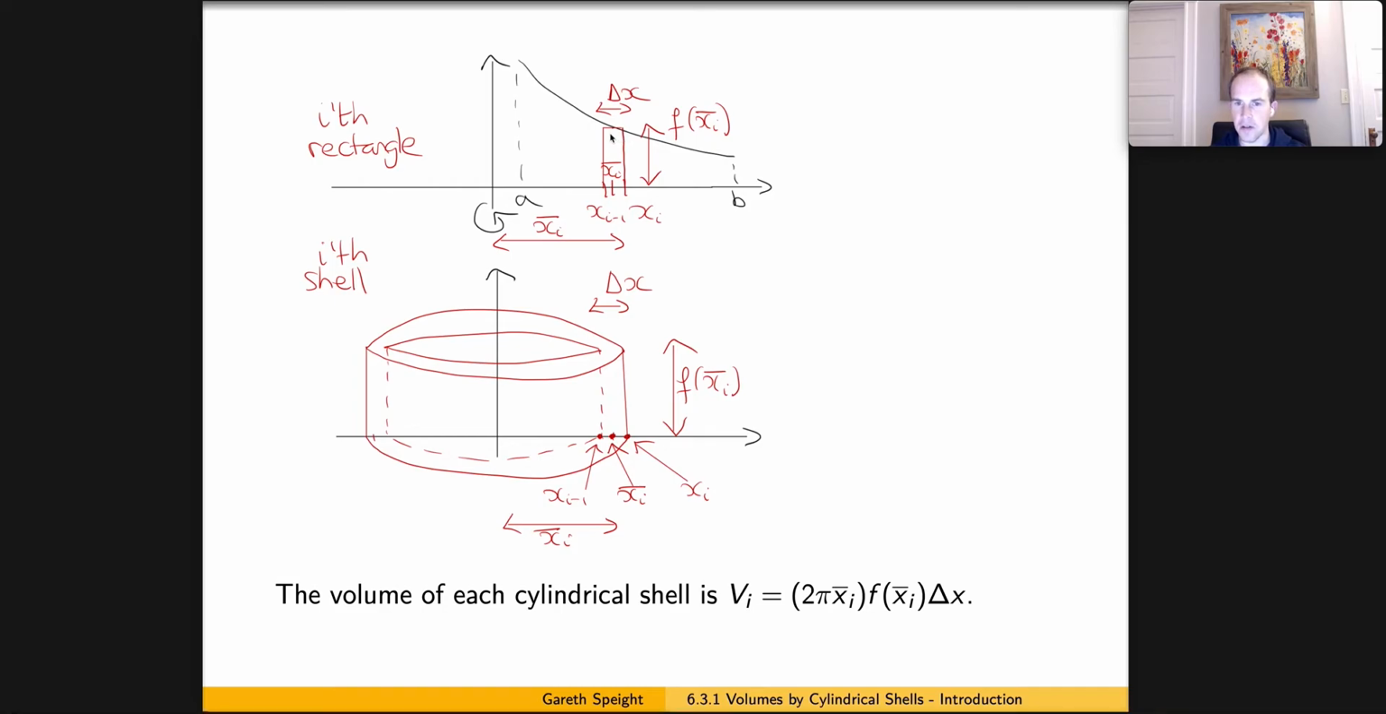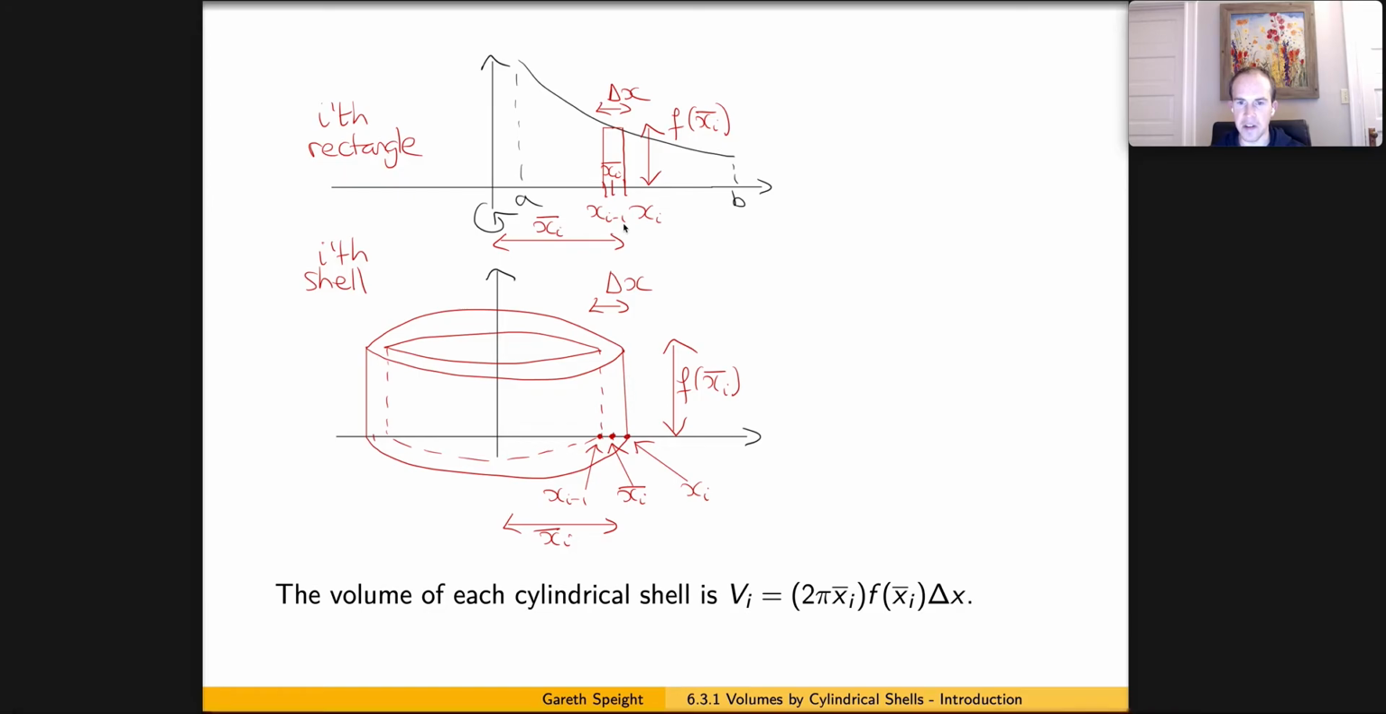So if we rotate this rectangle, we get a cylindrical shell, right? The included piece is the rectangle, so we're not including everything between the y-axis and the start of the rectangle, but we are including the piece between the x-axis up to the end of the rectangle. So we have this little thin strip, we're rotating it around, we're going to get a cylindrical shell.